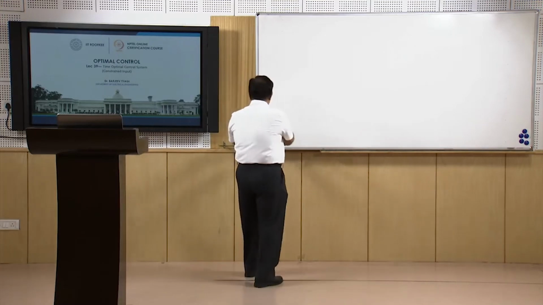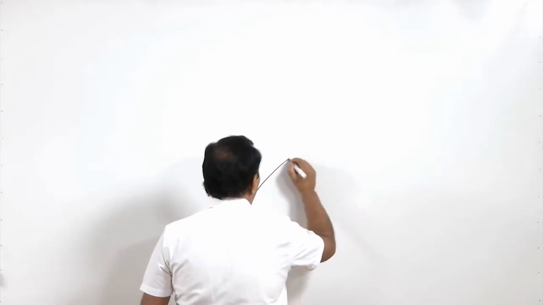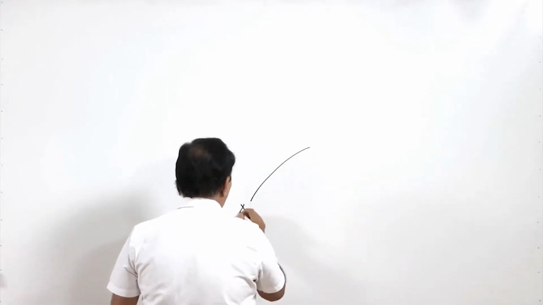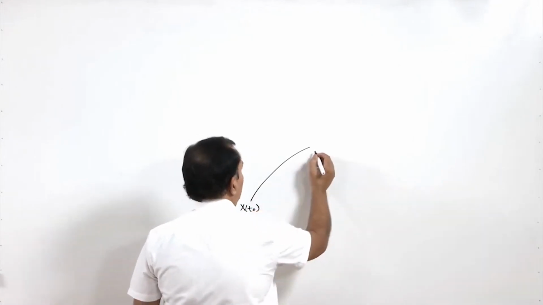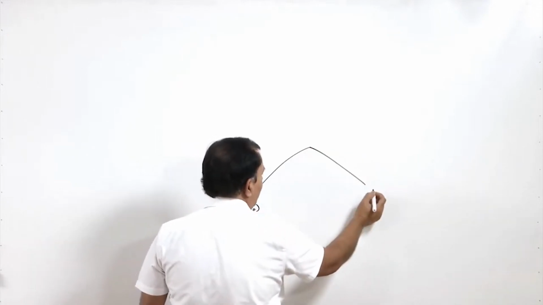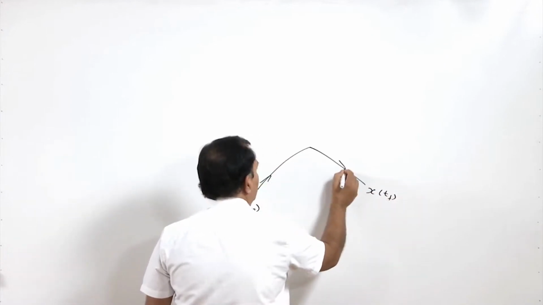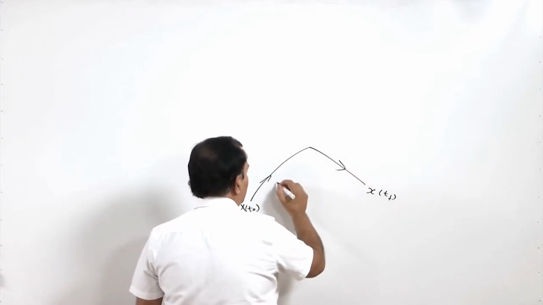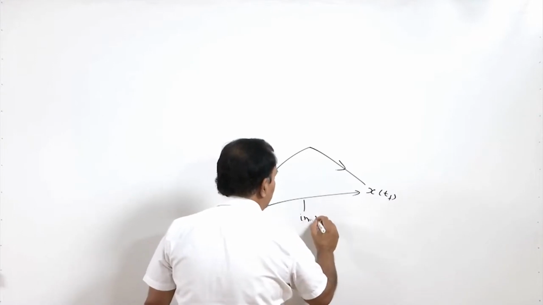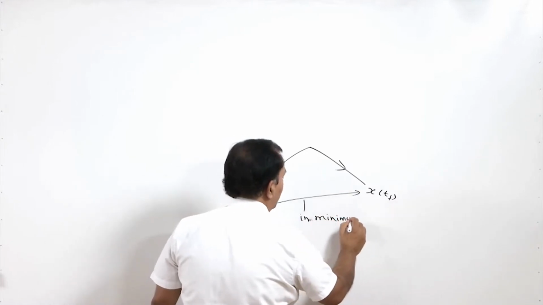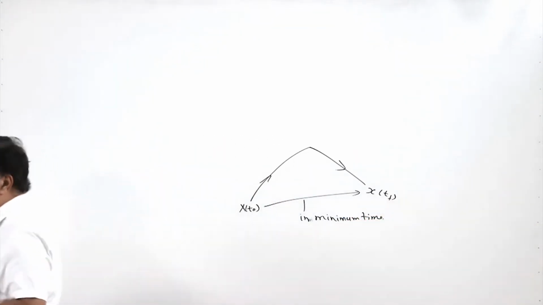So, with bounded input, my objective is to transfer an initial state, which may be x(t0), to some final state, which may be x(tf). I have to follow the path which will transfer this in minimum time. So, this is my time optimal control problem.